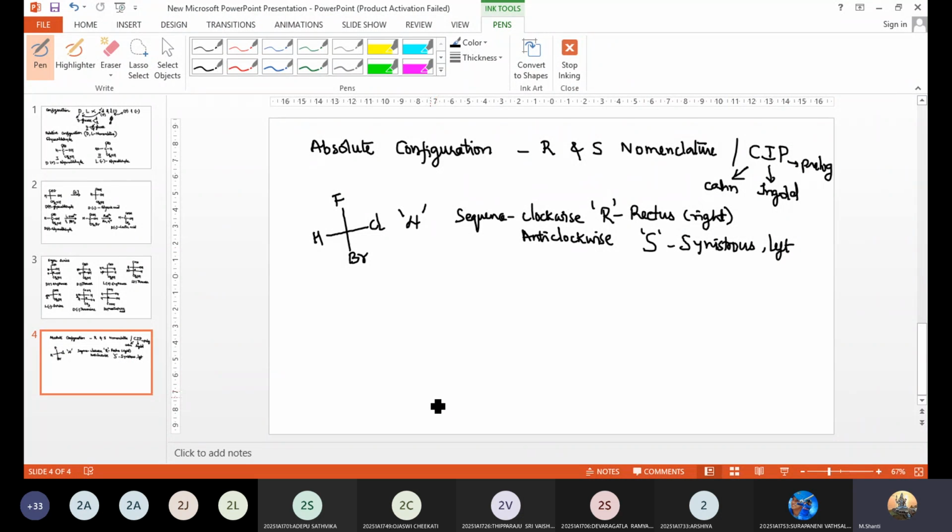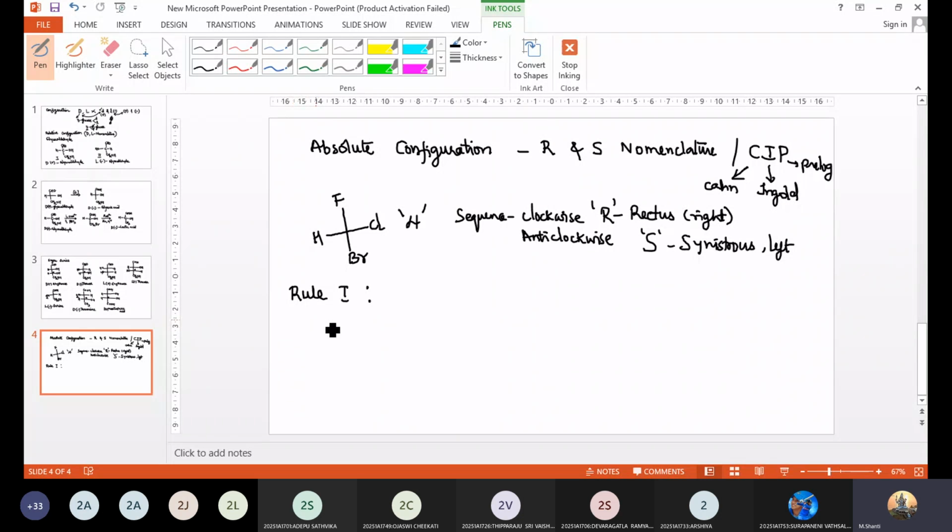Shall we start the rules? Rule 1. You have to remember, girls, because many times questions will be asked based upon the RS nomenclature, like a structure will be given to you. Based upon these rules, you have to assign whether the given molecule is R or S. Anywhere if you go wrong, then marks will be deducted, so you'll be losing marks completely.